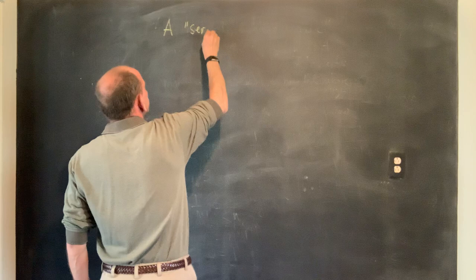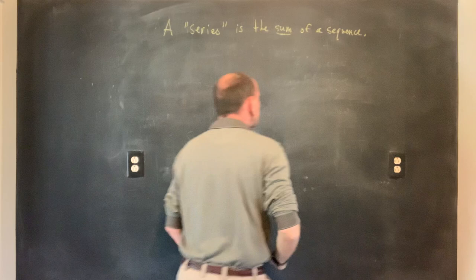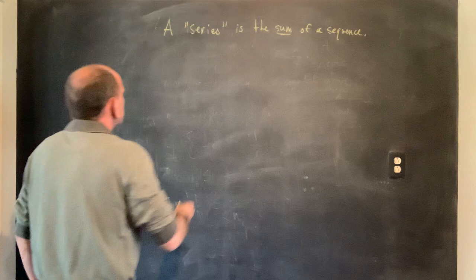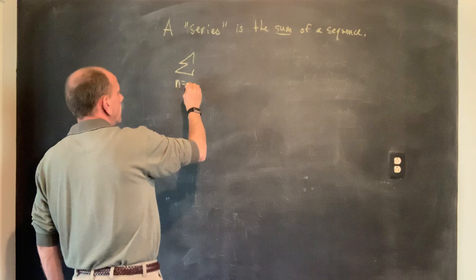A series is the sum of a sequence. Okay, that's it. It's the sum of the sequence. So it's usually written with our sigma notation, capital S for sum. We have our index here. It tells us where to start. We can start anywhere, really. A lot of times we start at 1, usually.